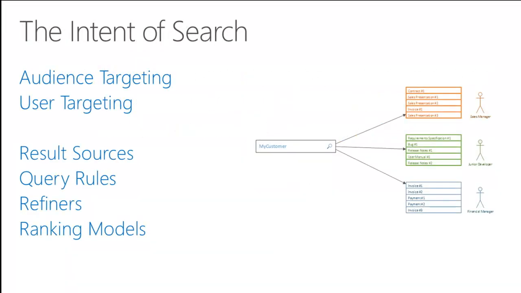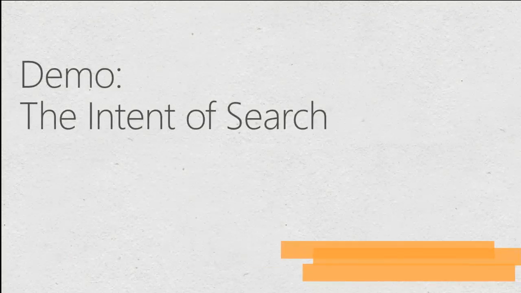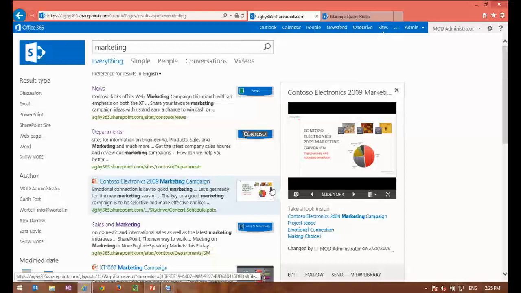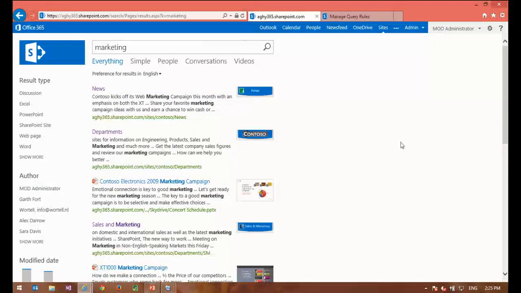And we have several tools to support those things. First of all, the easiest one is audience targeting, using the SharePoint audiences. I can target some search results for some audiences, for sales, for example, for people who are interested in public speaking. We can use user targeting. We have result sources, query rules, refiners, ranking models. We have a lot of tools. And now let me show you some ways to support those contextual things in SharePoint search.